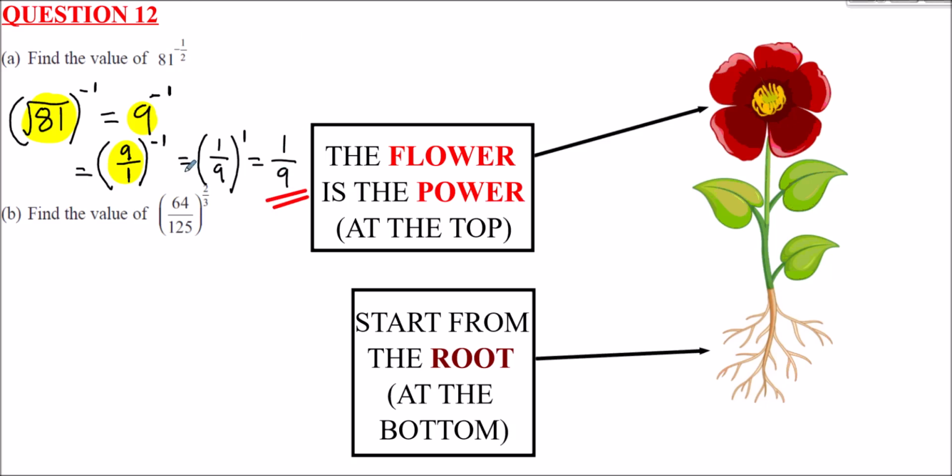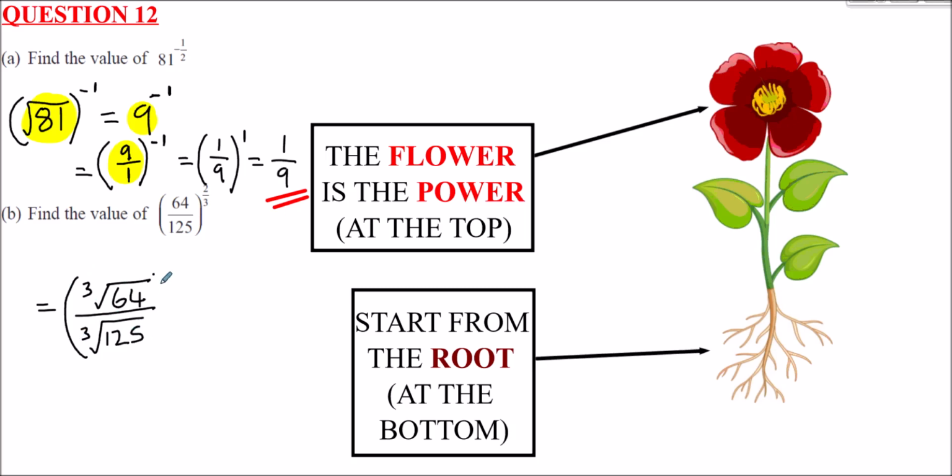For B, find the value of 64 over 125 to the power 2/3. So again, we're going to start at the bottom number, which means the cube root. So we don't just cube root the top or bottom, we cube root both numbers. We'll leave the top, the power, the flower till last. So we need to work out the cube root of 64 and the cube root of 125.